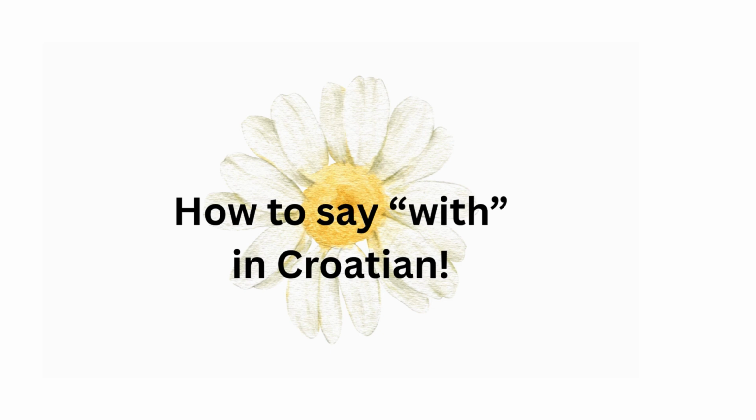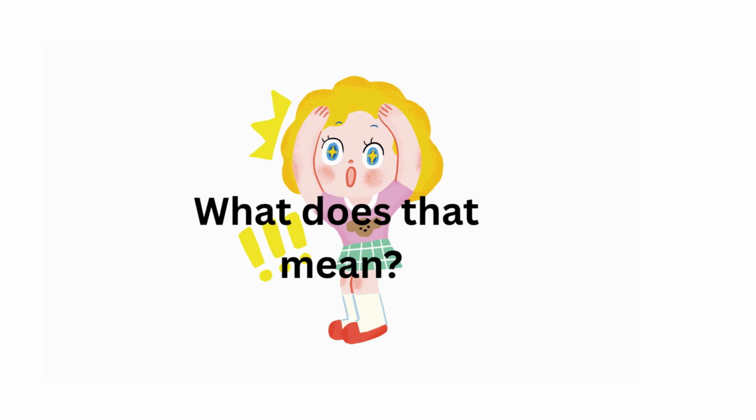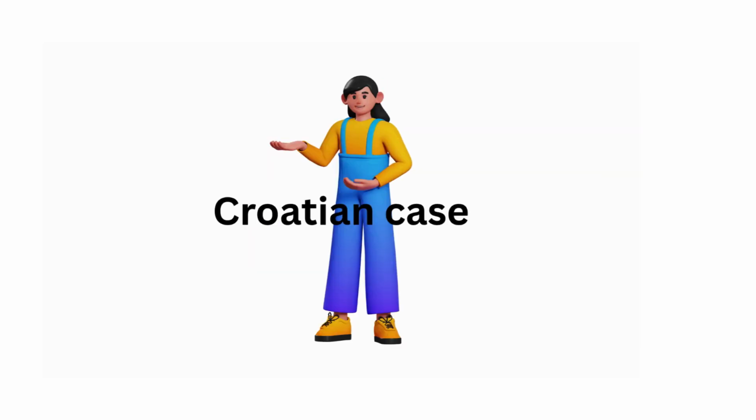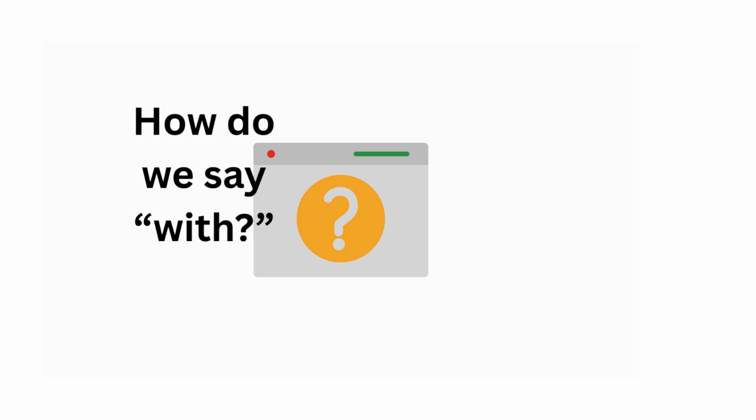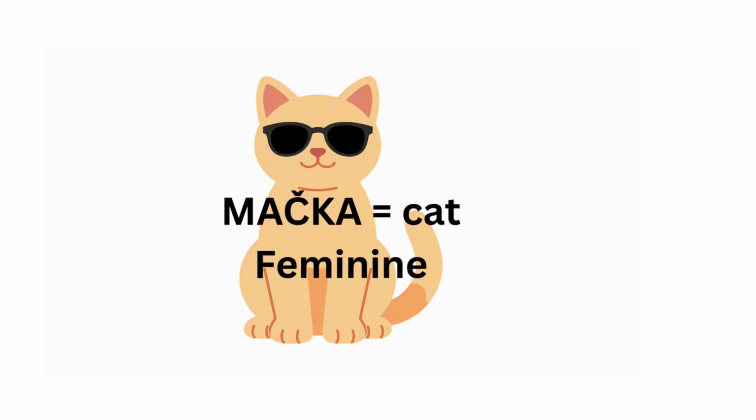How to say with in Croatian. With is in the instrumental case. Well, what does that mean? Well, the instrumental case is a Croatian case, and there's quite a few of them. How do we say with? Well, let's find out. S means with in Croatian.